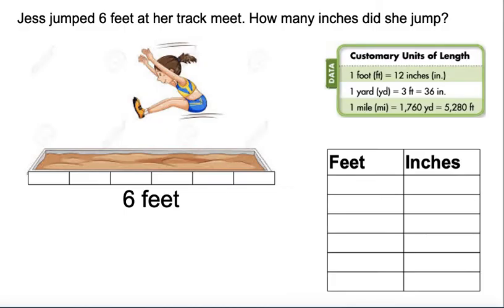So I want to take a look at this word problem with you first, and since it's a word problem, we're going to use the rush strategy. So this problem says Jess jumped 6 feet at her track meet. How many inches did she jump?